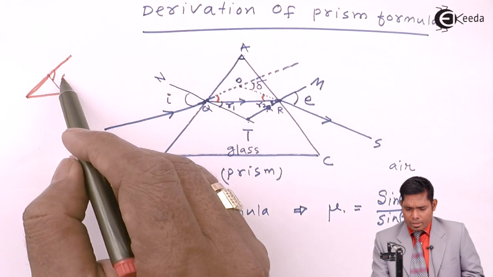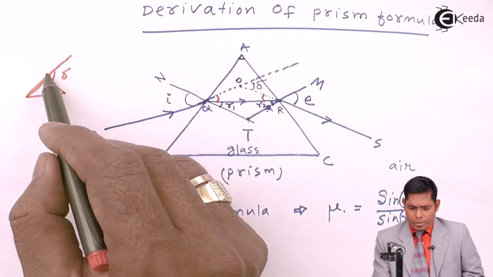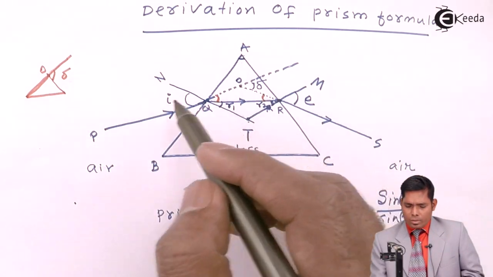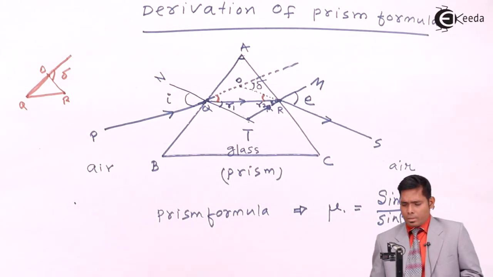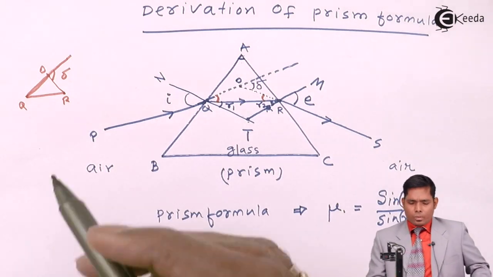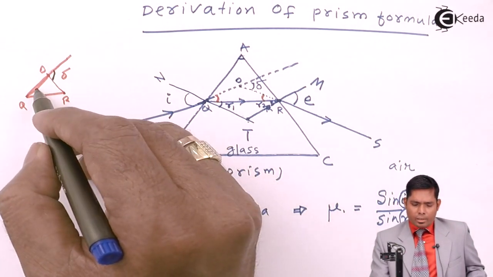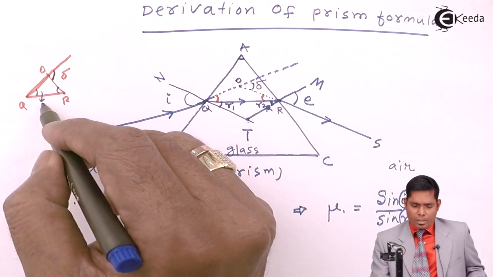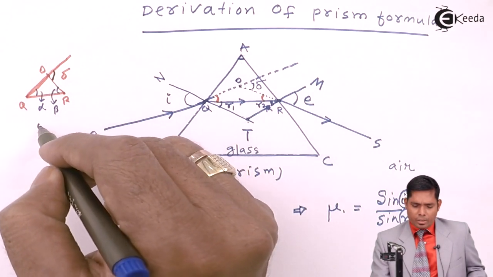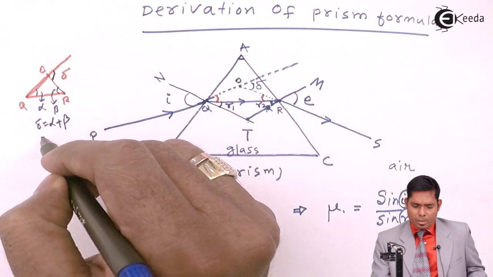So this angle is delta. This point is O, this is Q, this is R. Therefore, this is the exterior angle and these are the two remote interior angles. So delta must be equal to the sum of these two. If this is alpha and this is beta, then delta is alpha plus beta. This is the theorem.